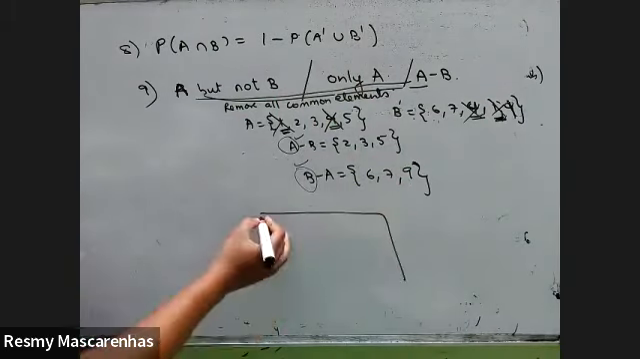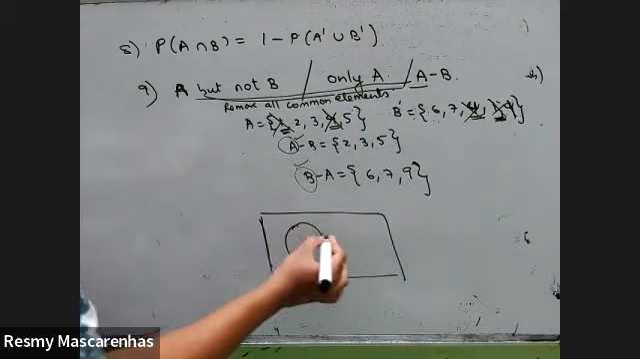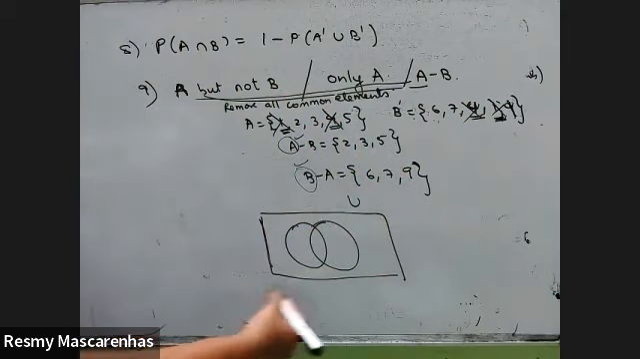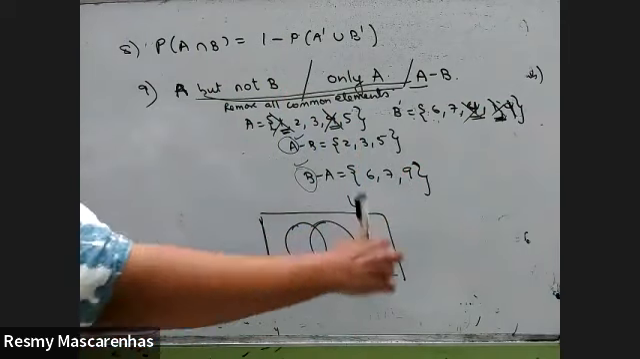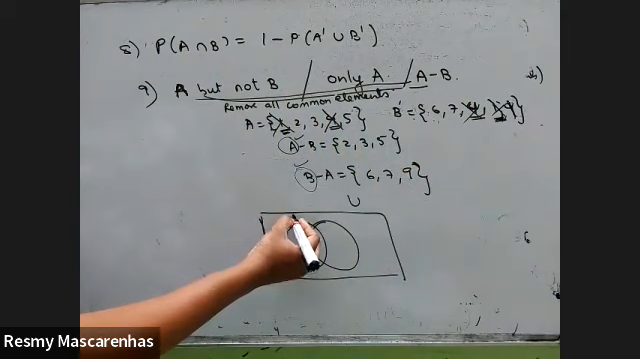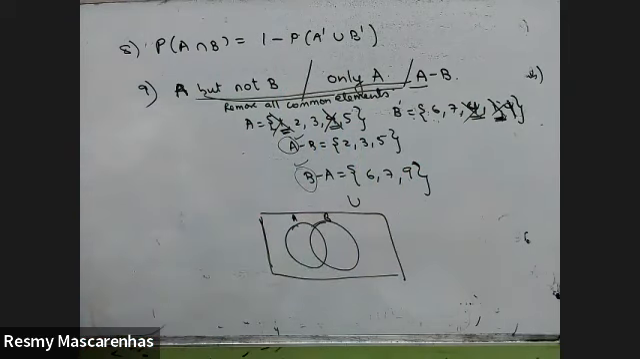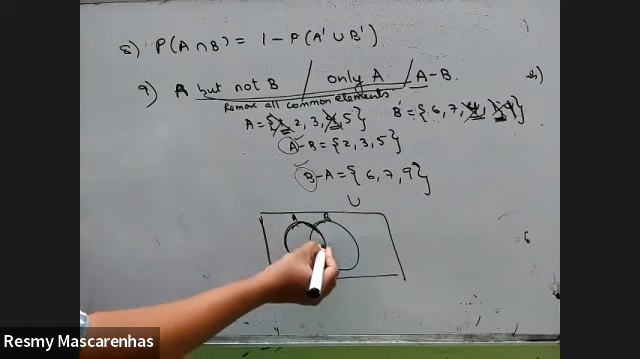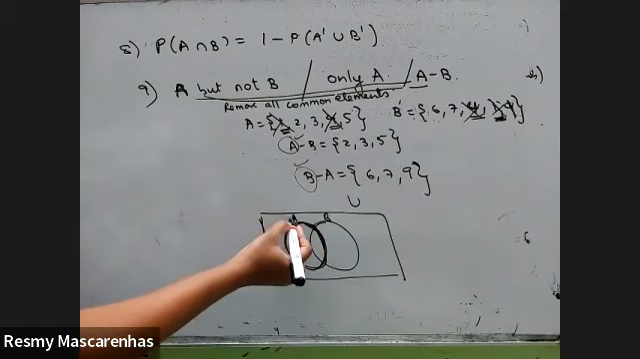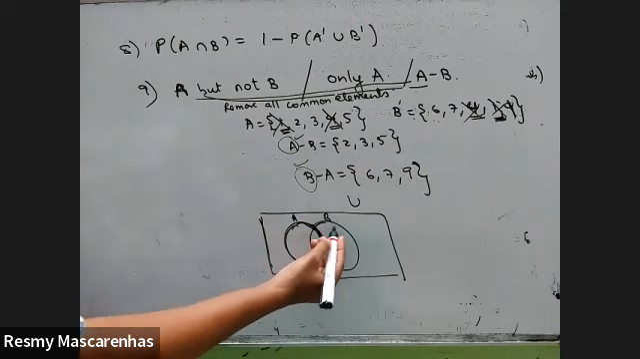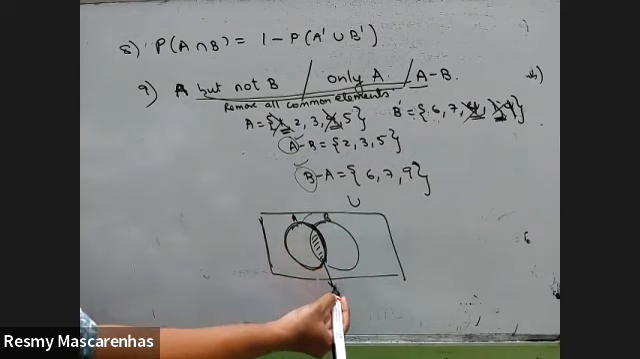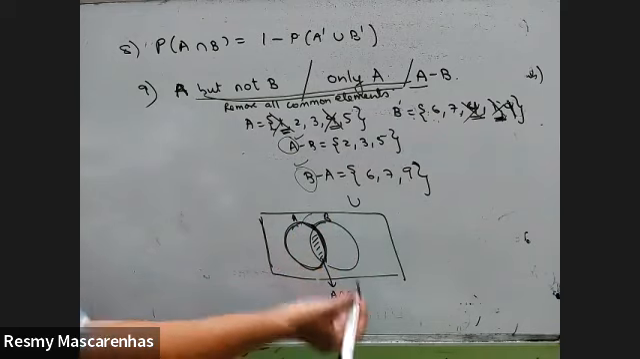This is the Venn diagram. Everybody should know this is the universal set, always represented by a box. Now this is A and this is B. This full circle is A. Whenever I refer to B, it means this full circle is B. So what is this part? This part is nothing but A intersection B.